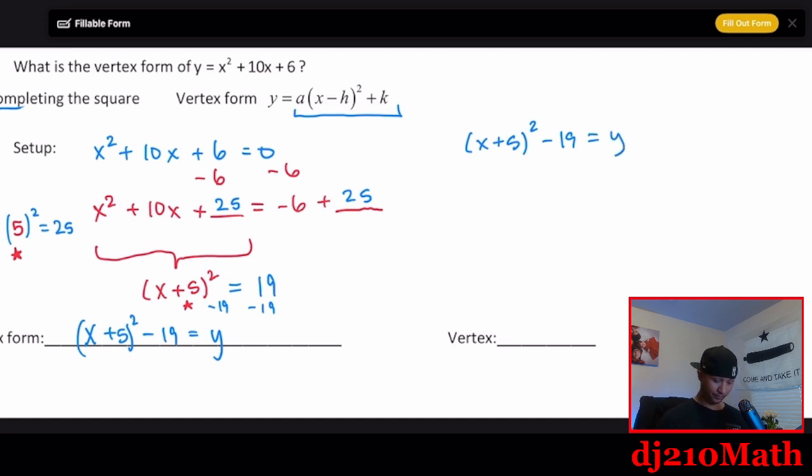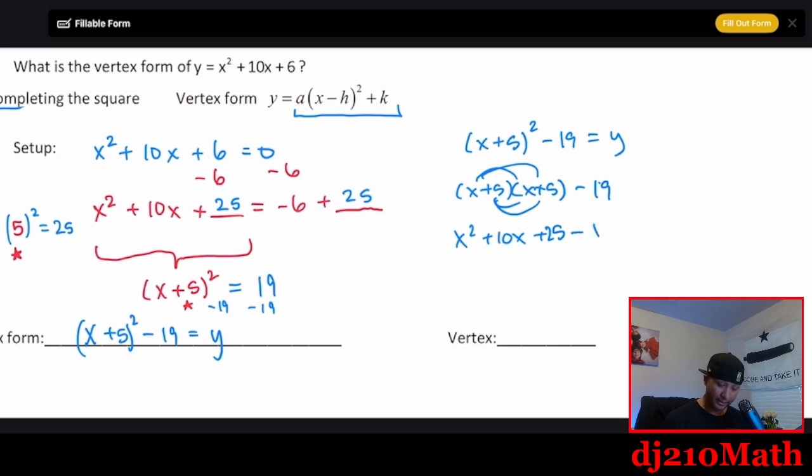What I would do, typically, is take the one with the minus sign. So x plus 5 times x plus 5 minus 19. I know that when I FOIL this out, I'm going to get x squared plus 10x plus 25 minus 19. And that would be x squared plus 10x plus 6. And now look, that matches the original problem. And that's how I know that that's my answer.